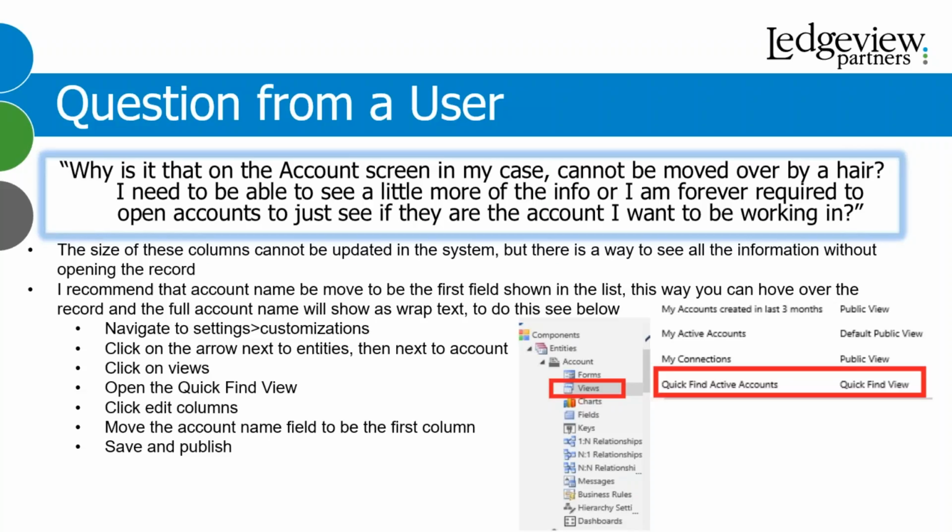So the way to work around this systematically would be to go in to customize the system, click on the arrow next to entities, and in this case, the arrow next to the account or any other entity that you need to update this for. Click on Views, open the Quick Find view right here, and then just edit the columns. The columns will show up first, so you won't need to click on Edit Columns. Just click on the account name and move it to the first column, save and publish.